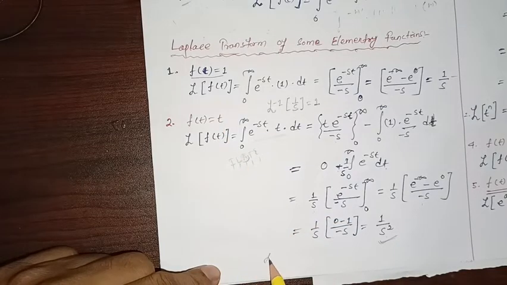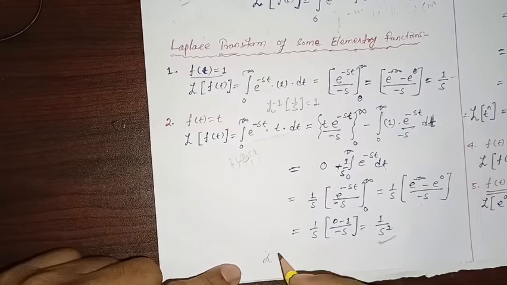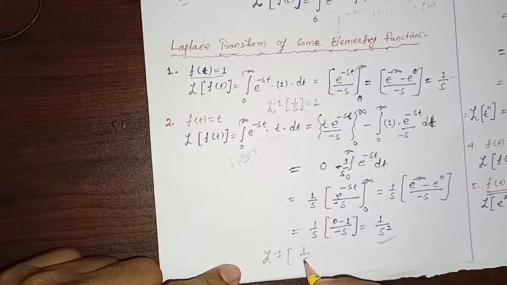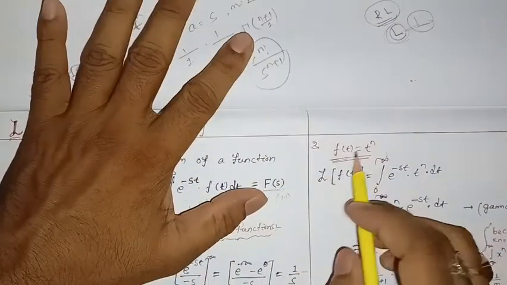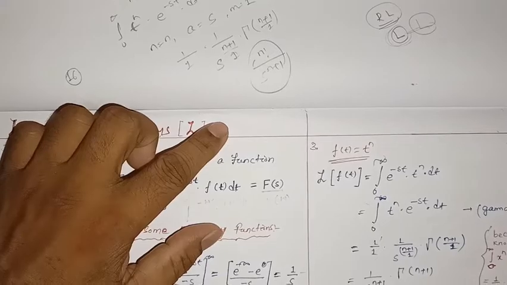Similarly, we can write the inverse Laplace transform of 1 by s square is equal to t. Okay. Next, we are going to go for the third function, that is f(t) equal to t to the power n.